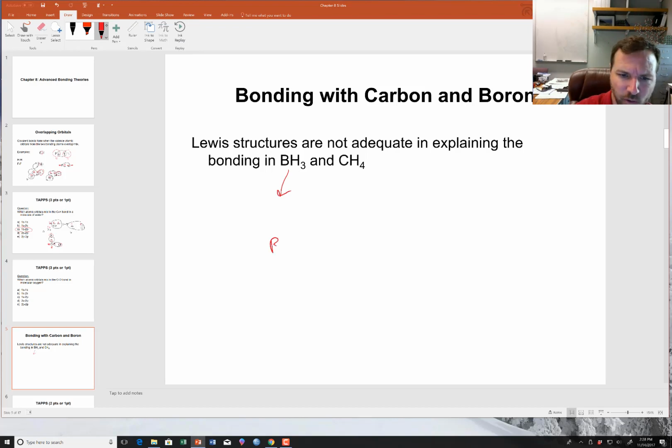So we have, of course, with BH3, an electron deficient molecule that doesn't follow the octet rule. And CH4 is something that we get that's not predicted by the valence electron configurations.